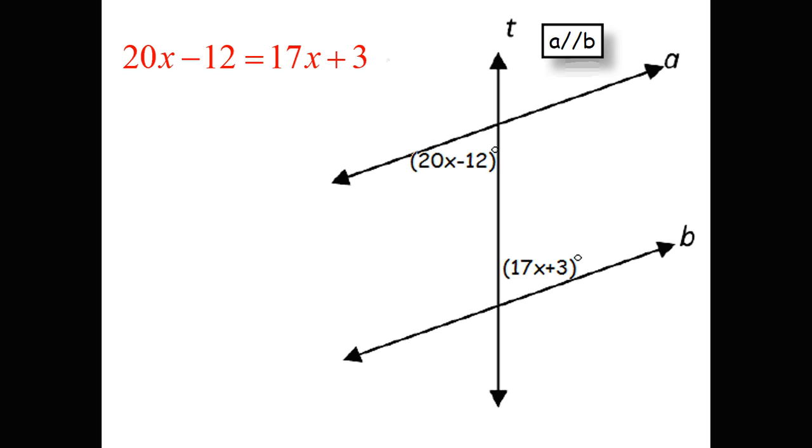And then we simply solve for x. Subtract 17x from both sides. We have 3x minus 12 is equal to 3. Add 12 to both sides. We get 3x is 15. Divide by 3, x will be 5. If you were asked to find the angle measures, take 5 and plug it back in for x. 20 times 5 minus 12, and 17 times 5 plus 3.